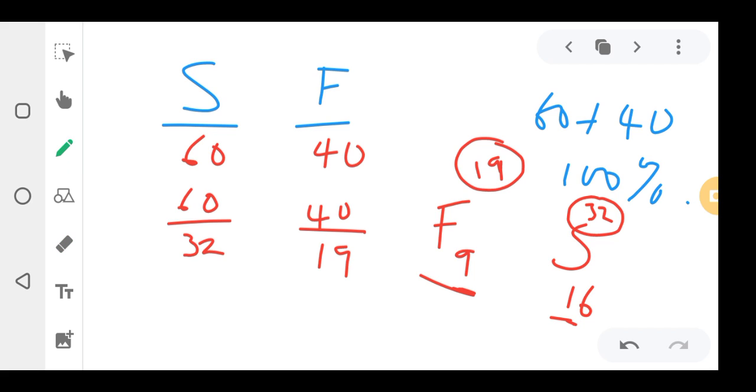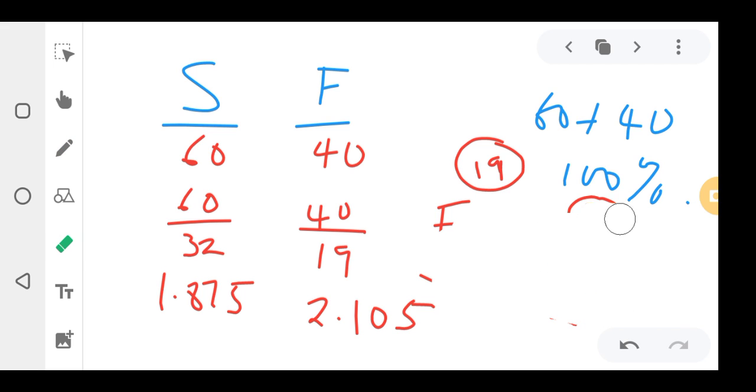Okay, so what is the 60 divided by 32, guys? 60 divided by 32. It is 1.875. What is 40 divided by 19? 40 divided by 19, guys. It is 2.105. Of course, the number continues. I've just cut it to 4 digits because the first one I've also used 4 digits. So I'm removing this so that it doesn't interfere. I was just making you understand.